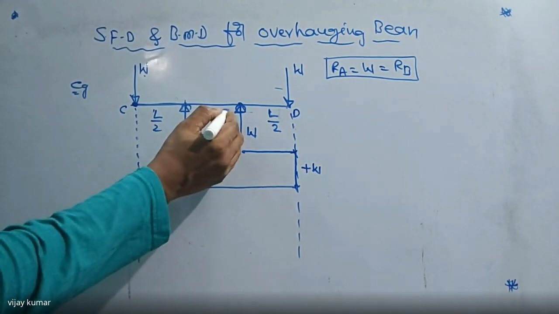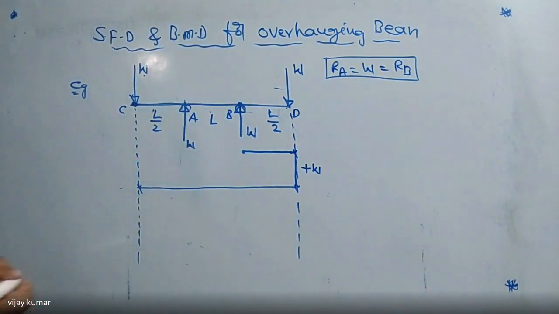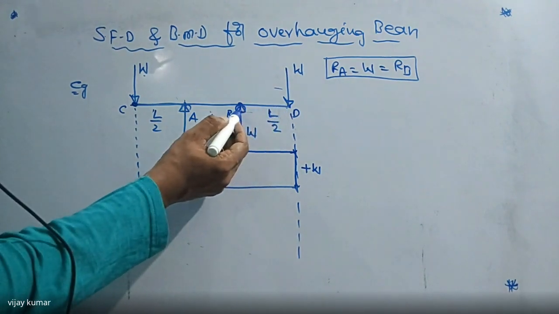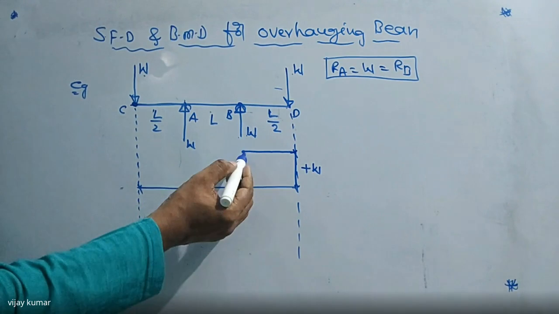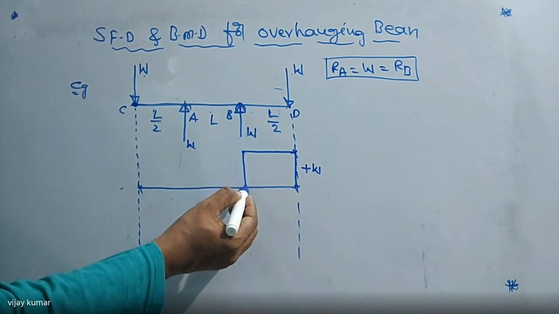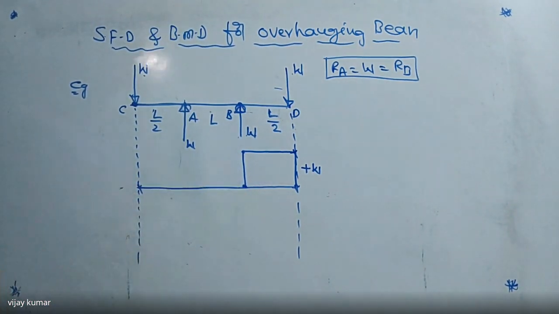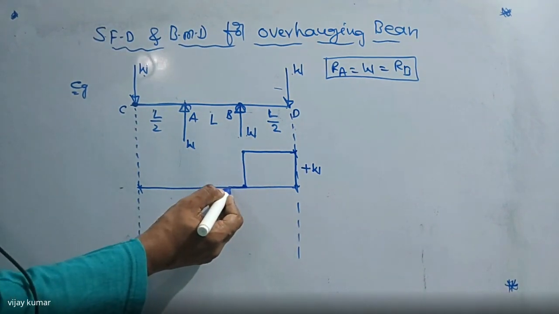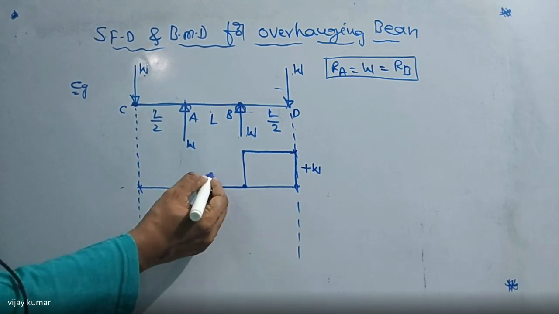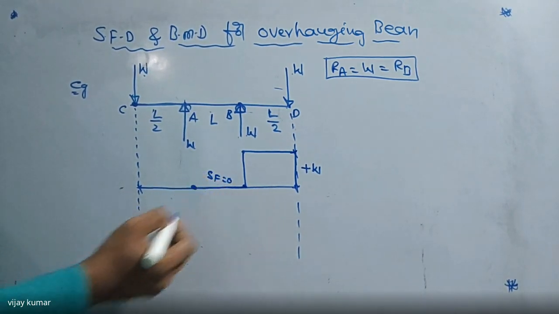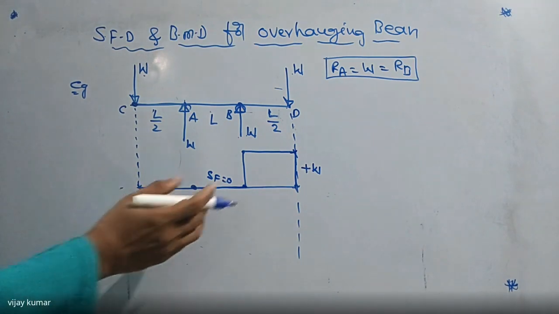This is point A, this is point B. The load W will continue up to B. When you come to B, the W is positive and this W is negative, both become zero. It comes to zero here. From B to A there is no load, so there is no shear force. So the shear force is equal to how much? Zero between A and B.